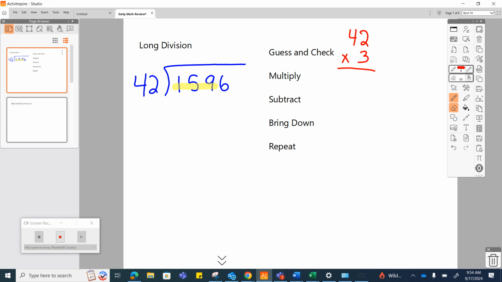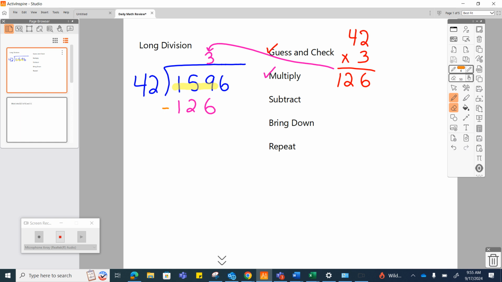So 2 times 3 is 6. 4 times 3 is 12. So it looks like that's going to work. We've done our guess and check. We believe we're going to use 126. The next step is to multiply. So we actually have to take this and put it into our problem. We're going to put the 3 here. 3 times 42, we just did over here, is 126. That's our multiplication. Our next is subtract.